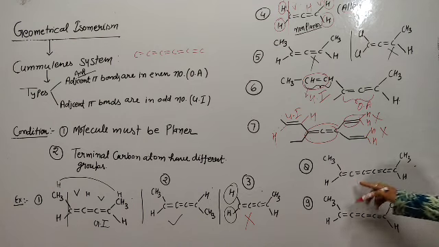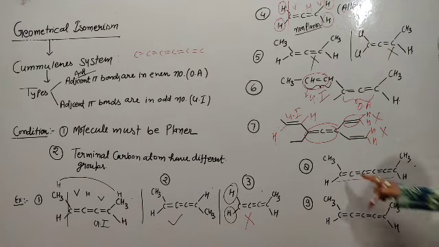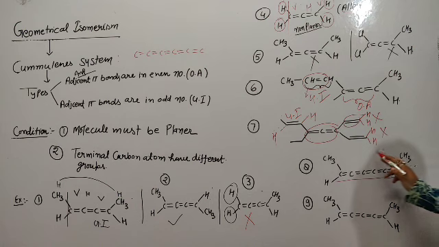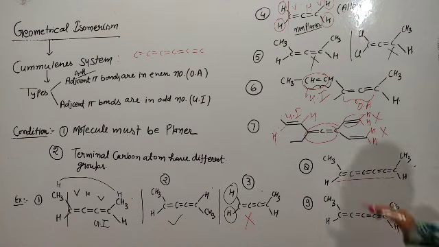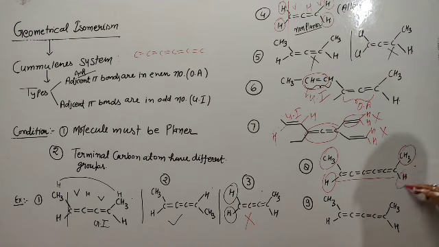Now come here, this is what? Odd number. Okay, 1, 2, 3, 4 and 5. Five means 5 pi bonds, an odd number system. Okay, and these two groups are different, so the molecule shows geometrical isomerism.